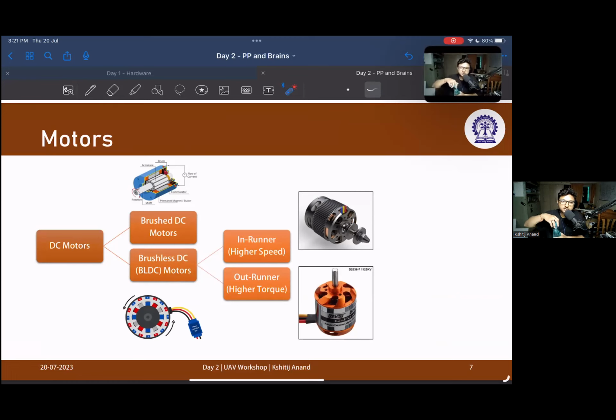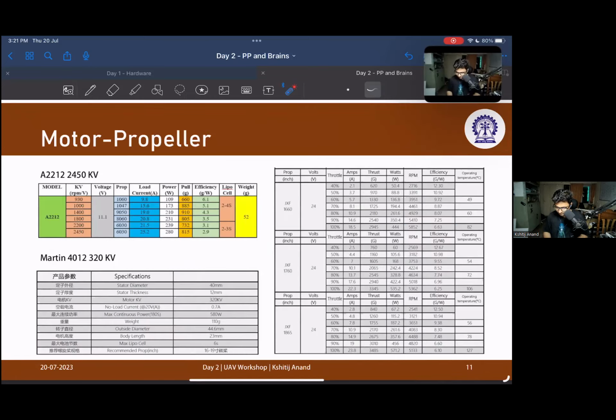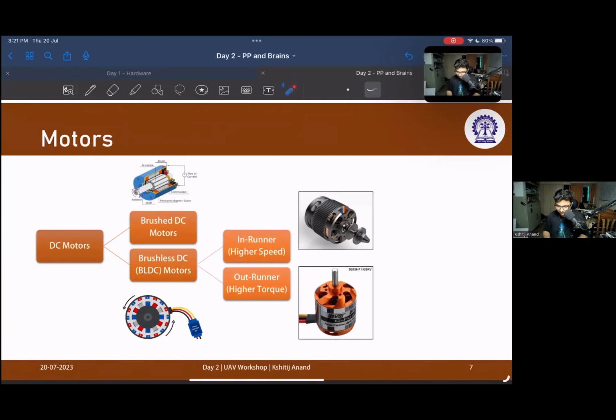So for DC motors, there are 2 kinds: brushed DC motors and brushless DC motors. I'm not going to go into the specifics of how a DC motor operates, or how a brushless motor is different from a brushed motor. You are more than welcome to look into it. I am going to show you in the next slide a YouTube video by a channel. I think it's in the ESC section. I'll show you there itself.